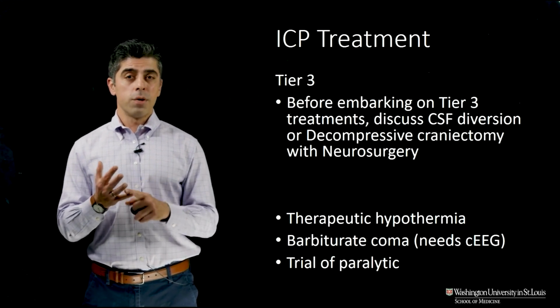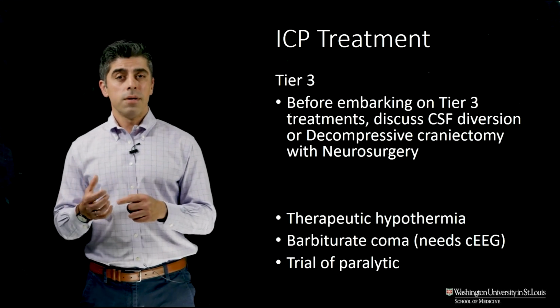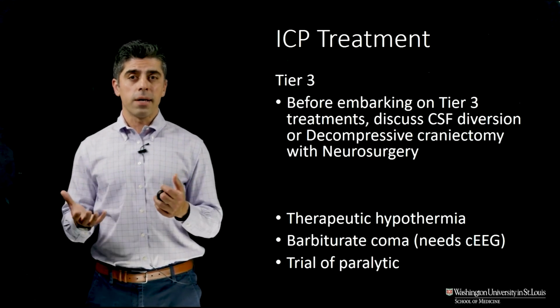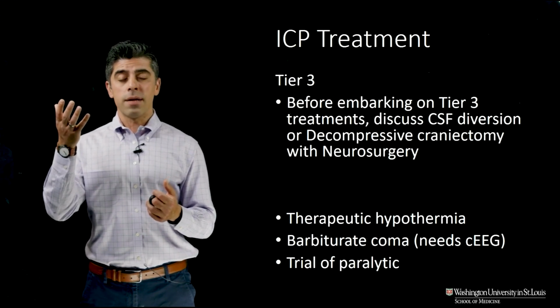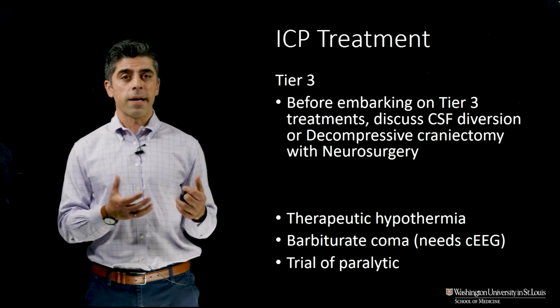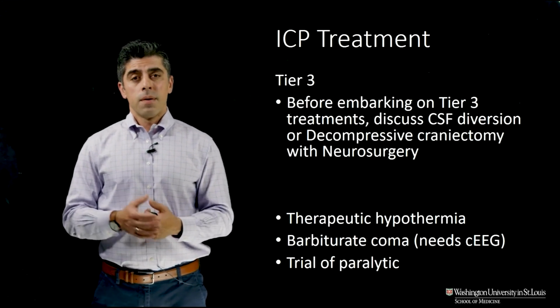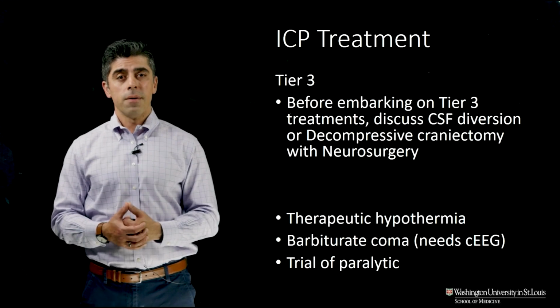So again, we're titrating to an EEG of 1 spike per page. If you see 2 or 3 spikes per page, you can consider increasing the dose. If you see no spikes per page, we would consider either lowering the dose or holding the medication altogether until that spike comes back. And then finally, for Tier 3 strategies, you can consider a trial of a paralytic.